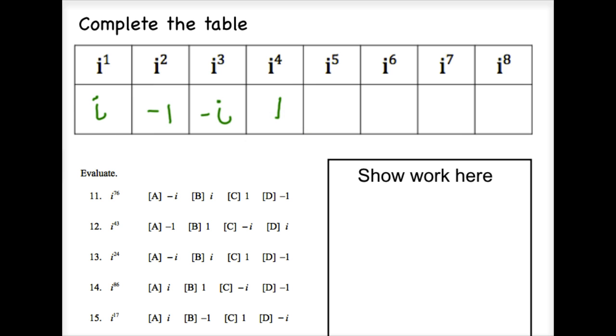Then we said, notice that the pattern repeats. It becomes i, -1, -i, and 1. The pattern repeats once every 4. Keep adding 4. 2 and 4 is 6.